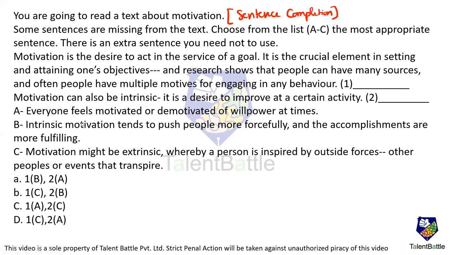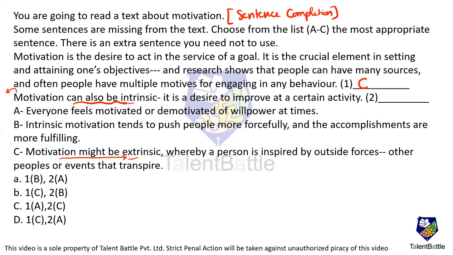I would like to tell you one good point over here. I would like to directly start with blank one. With blank one, there is a connection in the next part. What is the next part? "Motivation can also be intrinsic." When they say "motivation can also be," earlier it should say what motivation can be. Look, I can say one thing: I can be good, also I can be bad. So before telling what motivation can also be, there should be something that talks about what motivation can be. Which statement among A, B, C tells me that? Exactly, C: "Motivation might be extrinsic," whereby a person is inspired by outside forces, and then "motivation can also be intrinsic." So definitely C must be in blank one.